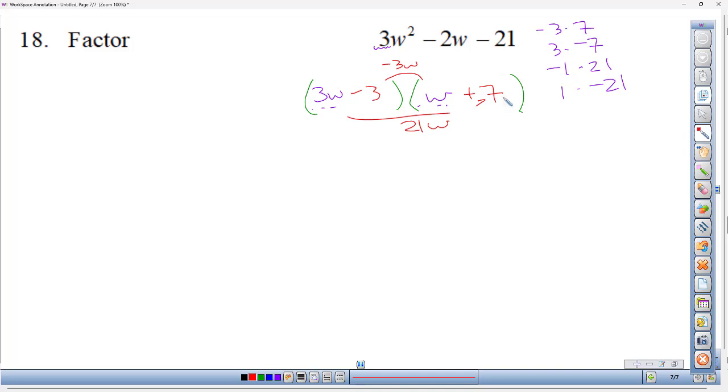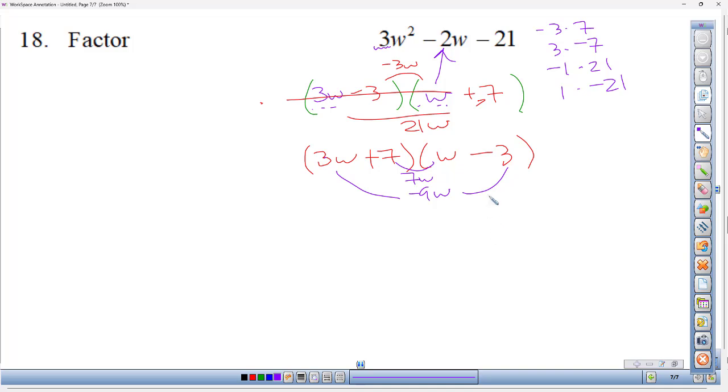So I think I'm going to switch the 7 and the 3. So that didn't work. Let me put a little line through it. So 3w, I know that's going to be there, and this w here. And let's go with positive 7 and negative 3, and let's see what this makes. So this would be 7w, and this would be negative 9w, and I think I found it. This is the right one. Okay, 3w, it works out to be negative 2w, so those would be our factors. And if it didn't, we would just keep working.